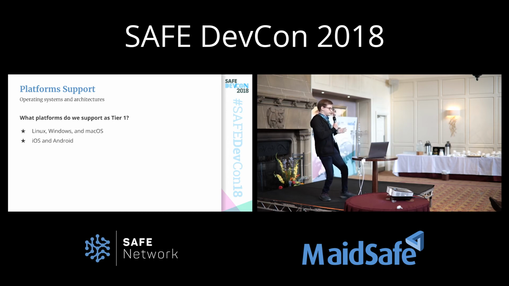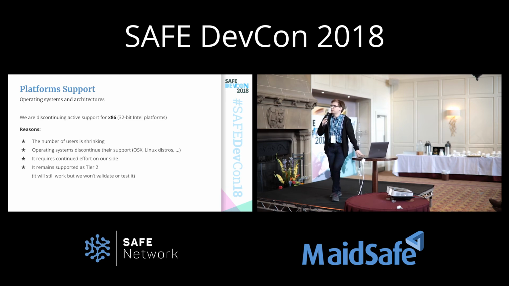And what tier 1 means is that if something breaks during our continuous integration tests, we take it as a top priority to fix that error. And if the community reports that something is broken, that something doesn't work for them, we also take it as a top priority to fix that. And ultimately, we also want to have the tier 1 support for iOS and Android as mobile platforms.